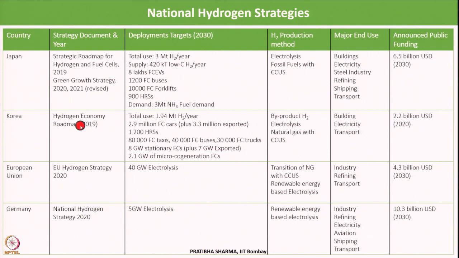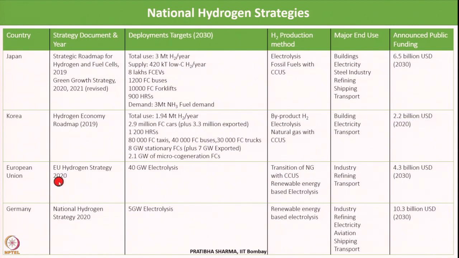They have come up with their hydrogen economy roadmap and they have planned to use 1.94 million tons of hydrogen per year by 2030. With a plan to launch 2.9 million fuel cell cars, 1200 hydrogen refueling stations, 80,000 fuel cell taxis, 40,000 buses, 30,000 trucks, and then other applications like for stationary applications and for co-generations. The major hydrogen production will be as a byproduct hydrogen, electrolysis, natural gas integrated with CCUS. And the applications they are targeting are building, electricity and transport, with dedicated funding of $2.2 billion.